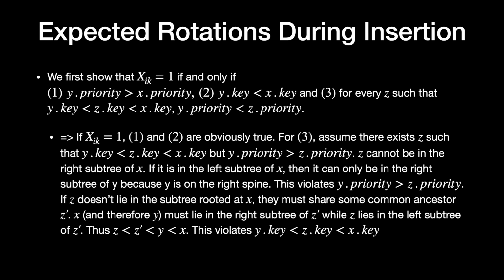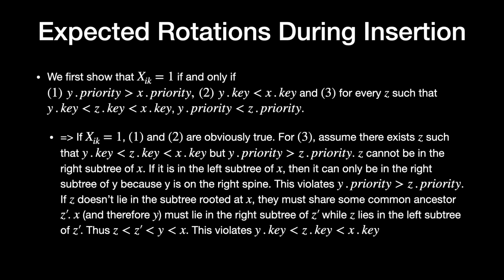The second possibility is that z lies in the left subtree of x. If this is the case, z can only lie in the right subtree of y. This is because since y lies on the right spine of the left subtree, the only values that are greater than y in the right spine are the keys that are in the right subtree of y. So z has to lie in the right subtree of y. However, if this is the case, then the priority of z would have to be greater than the priority of y. But we assumed that the priority of z is less than the priority of y. Therefore, this leads to a contradiction.